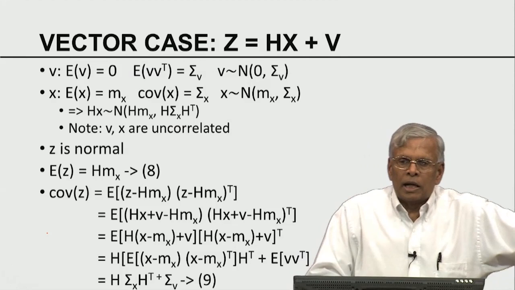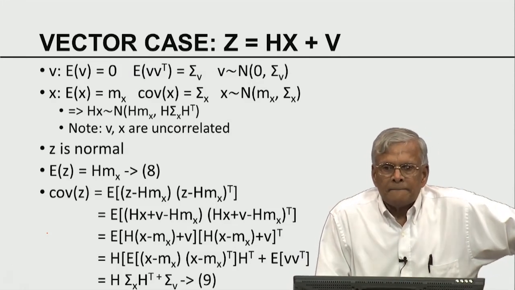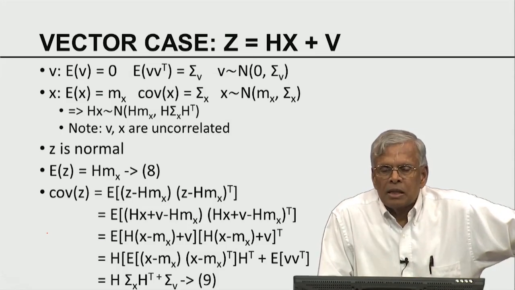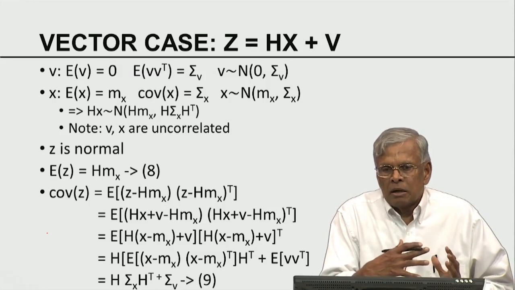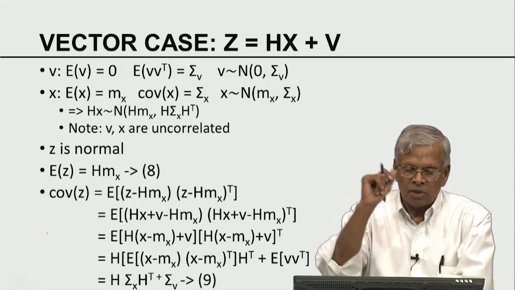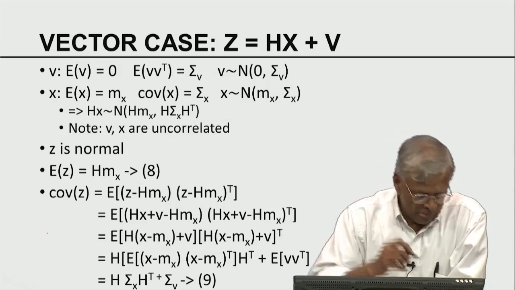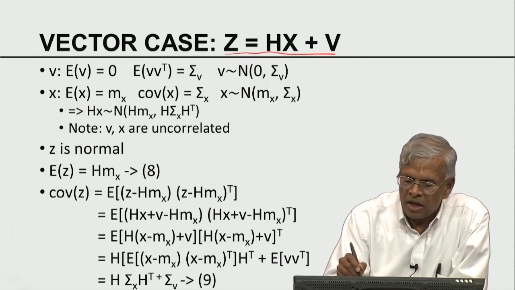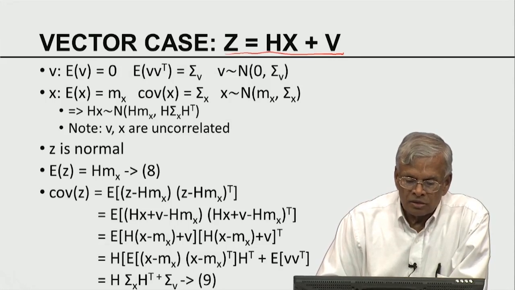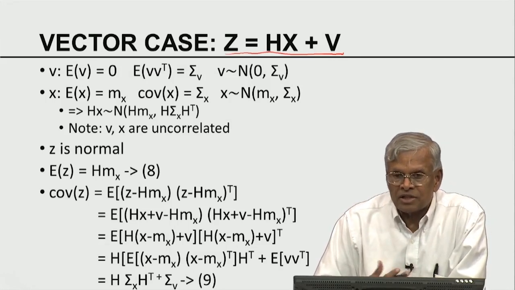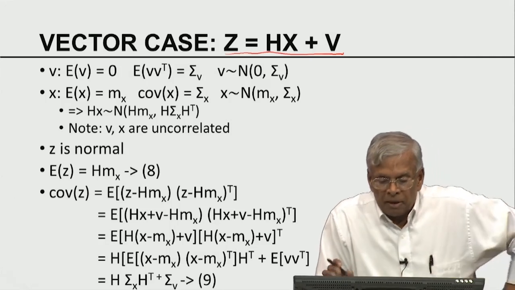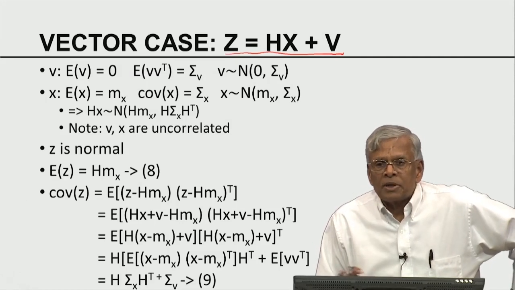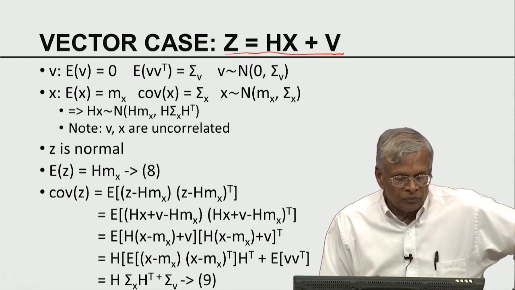We continue our illustration of the Bayesian estimate, Bayesian least square estimates. For the vector case, we have already seen the properties of the Bayesian estimate for the simple linear case. This is an extension to a vector case. So z is equal to h of x plus v. z is a vector in R^m, x is a vector in R^n. All the properties of matrices and vectors, we have been utilizing all along.